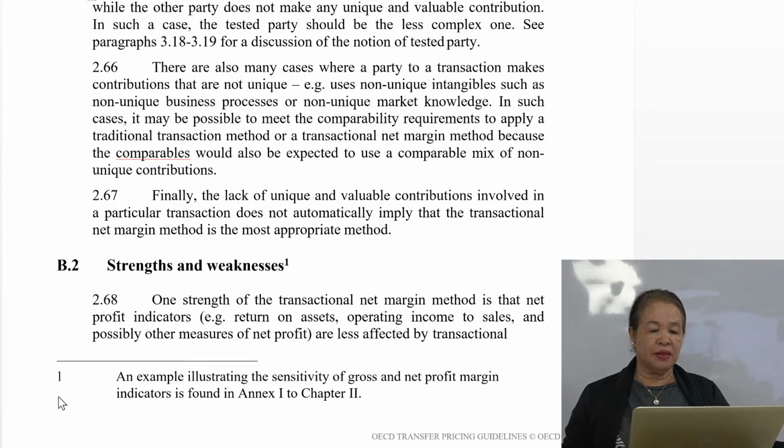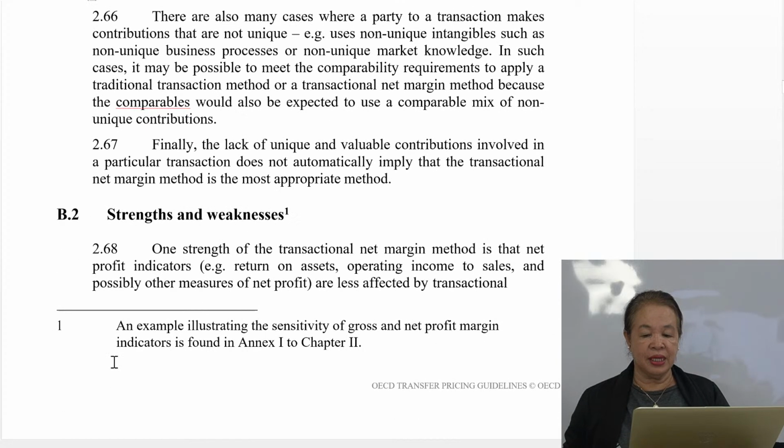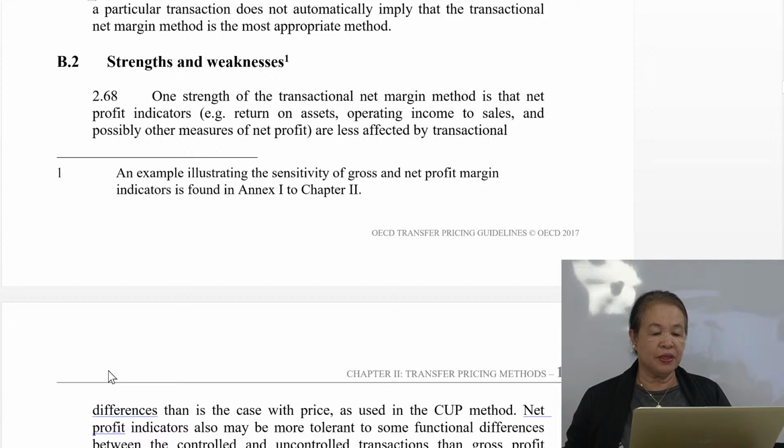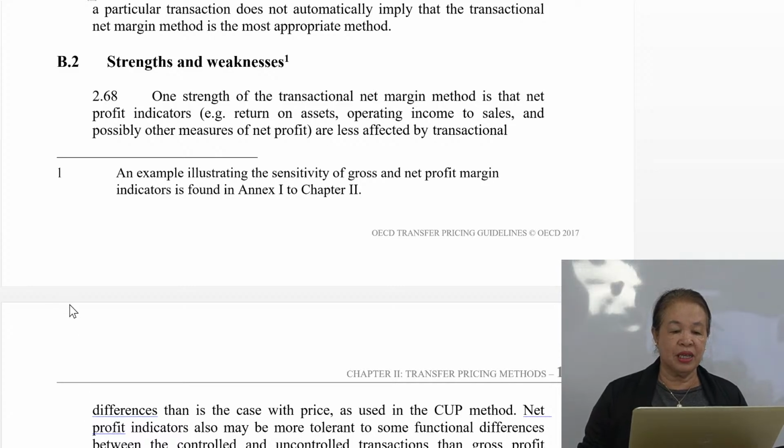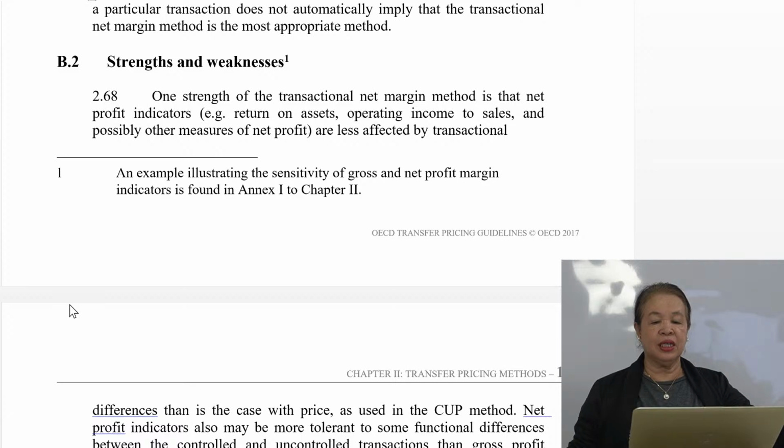One strength of the transactional net margin method is that net profit indicators, which can be return on assets, operating income to sales, or possibly other measures of net profit, are less affected by transactional differences than is the case with price. Because price is very sensitive to the characteristics of the product, which can change the price. As used in the CUP method.